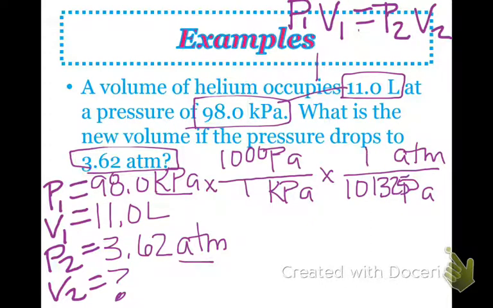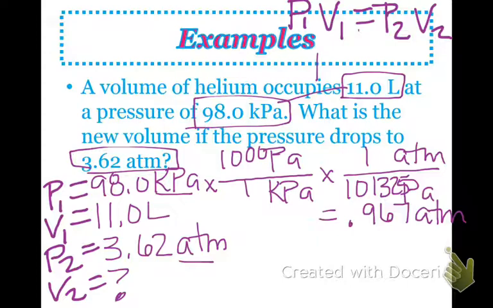And so we do the math. 98 times 1,000 divided by 101,325. So you should get that that's equivalent to, with sig figs, 0.967 atms. Alright, so now you have the same units, so now you're ready to work.